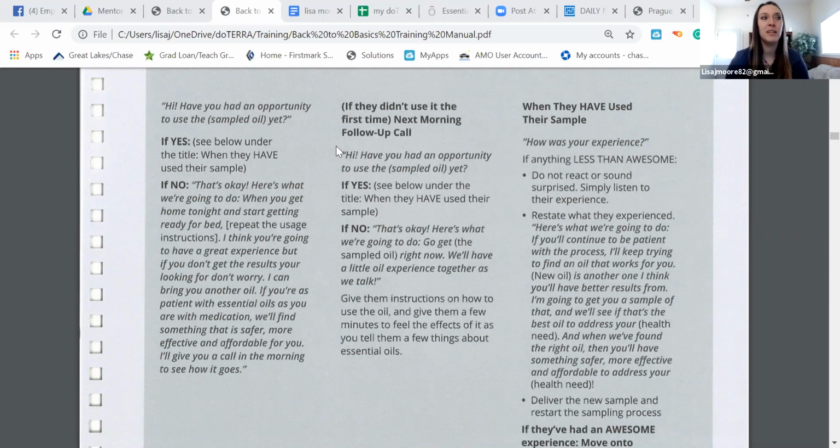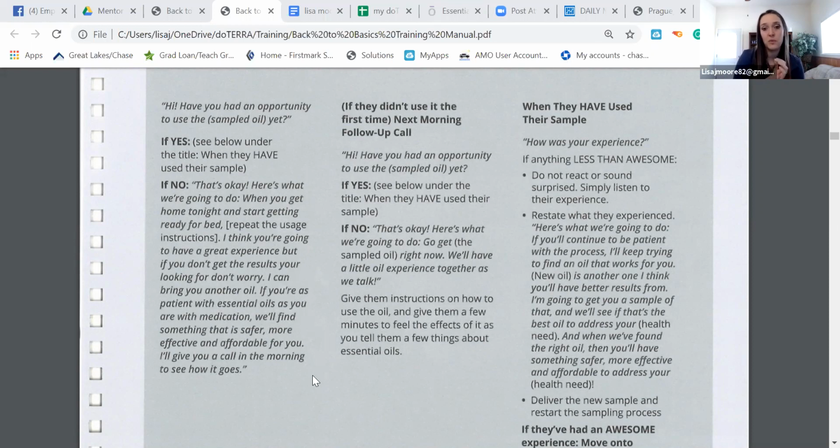We don't want to guilt them into this, okay? So we want to keep that positive attitude going. We're on their side. So if no, you say, that's okay. Here's what we're going to do. When you get home tonight and start getting ready for bed, because we're talking about serenity and using serenity at night. And so then you repeat the thing. I think you're going to have a great experience. But if you don't get the results you're looking for, don't worry. I can bring you another sample. And if you're as patient with essential oils as you are with medications, we'll find something that's safer, more effective, and affordable for you. So I'll give you a call in the morning to see how it goes.